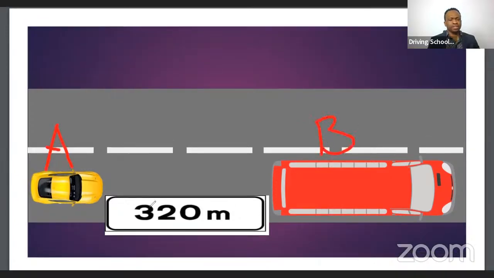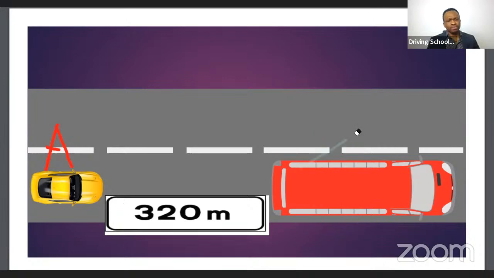So this 320 meters is telling you the distance that vehicle A is having from vehicle B, which means for vehicle A to get to the position where vehicle B is, vehicle A has to travel a 320 meter distance. So it is the length of the distance where vehicle B is located from vehicle A. So take note, the one that is having only meters, that is not having the arrow, talks about the distance.